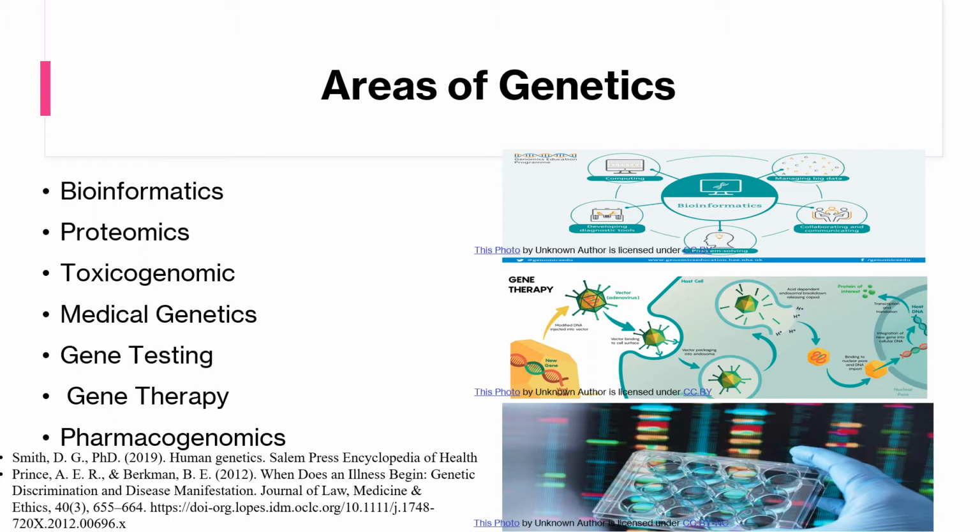Proteomics is the study of genes and their functions. This involves the study of protein expression. Toxicogenomics is an area concerned about human genes and how it responds to toxins. Medical genetics recognizes defective genes that are non-functional or malfunctioning and causes diseases or tissue malformation.